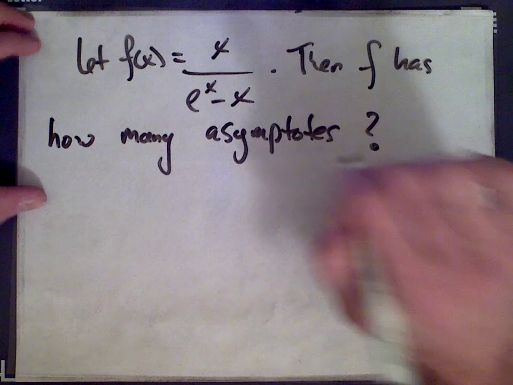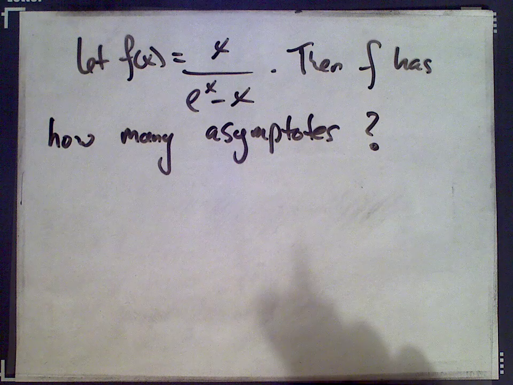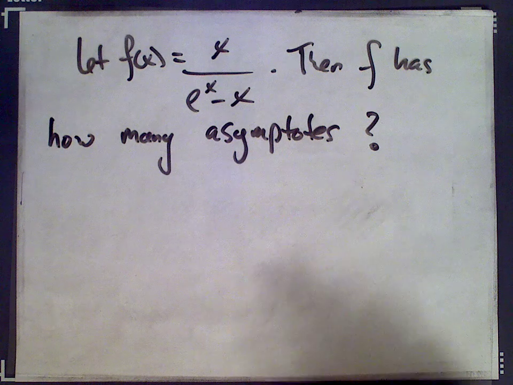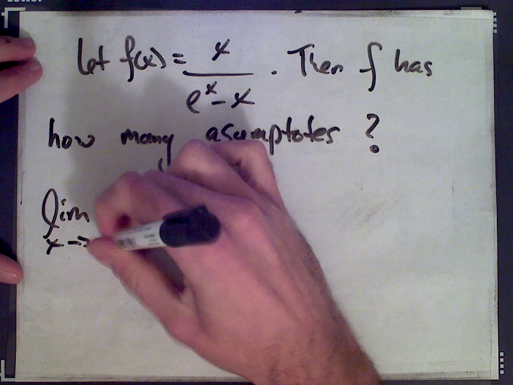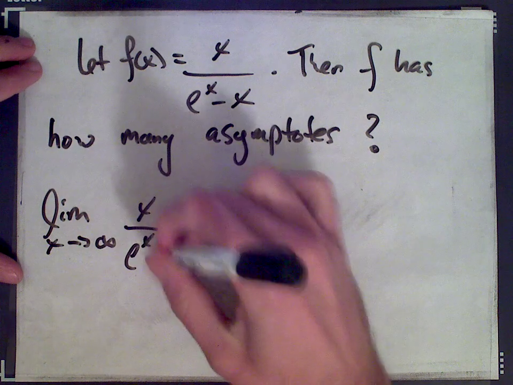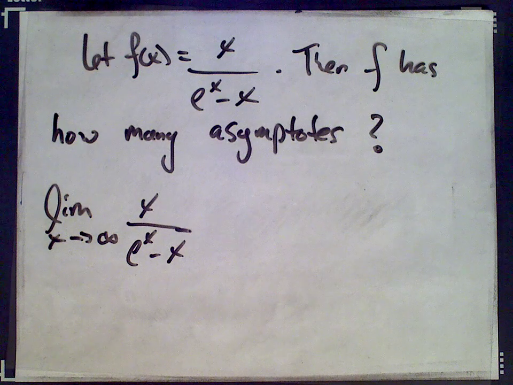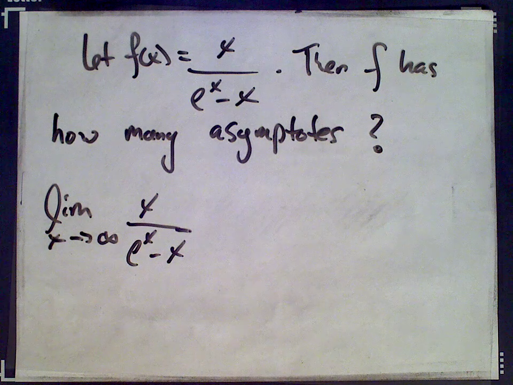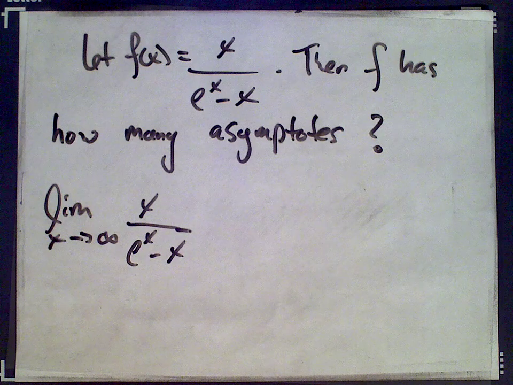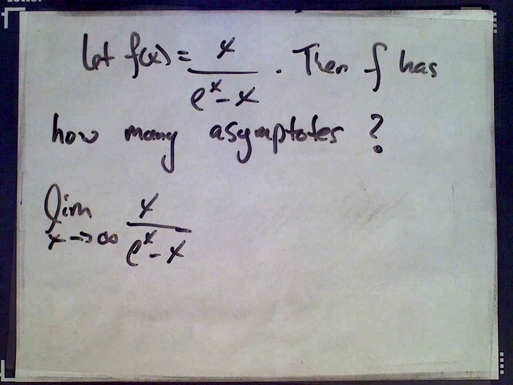Okay. Well, first of all, let's take the limit as x goes to plus or minus infinity. So we'll do plus infinity first. As x goes to plus infinity, x over e to the x minus x. So what do we get here? Well, the limit of the top is infinity. What about the limit of the bottom? So the limit of e to the x minus x. Well, e to the x grows faster than x, so this should really be plus infinity as well, which means we'd have to use L'Hopital's rule.